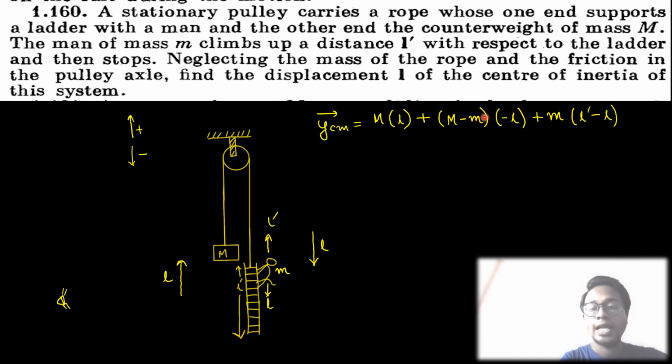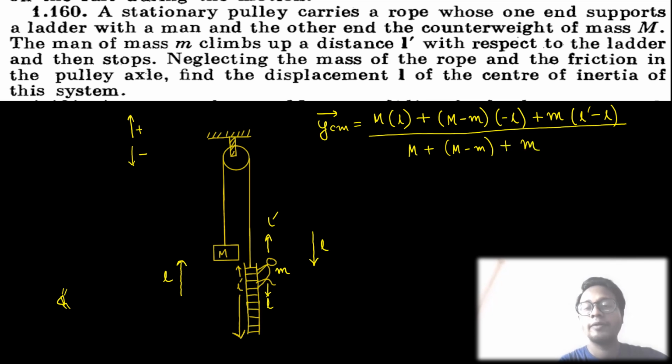See, while applying this formula for center of mass, always take your displacement, velocity or acceleration from the same frame of reference. If I wrote only L dash here, it would be an error, because the displacement of L dash is from the frame of reference of the ladder. I have to write the displacement from the frame of reference of ground. Now divided by the total mass. What is the total mass? Mass of block plus mass of ladder plus mass of human.